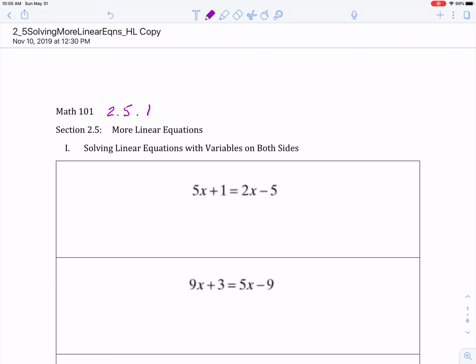We are working in Chapter 2, learning how to solve equations. So I'm in Section 2.5. This is the first video. I'm going to divide this section into, I think, 4 different videos.